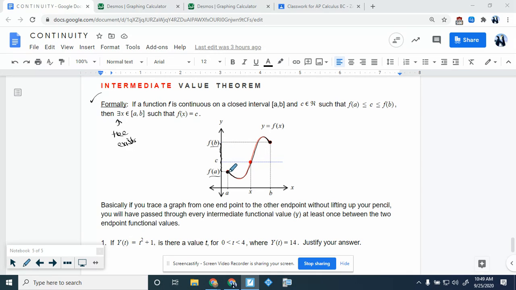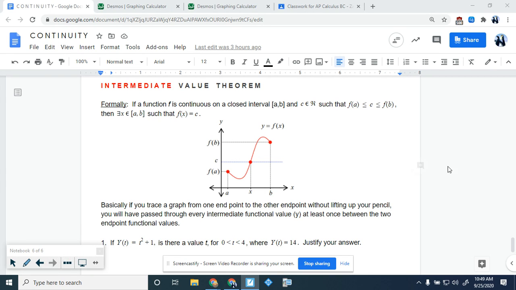That must make sense to you, because if I'm tracing this without lifting up my pen to go from one endpoint to the other endpoint, I'm going to have to pass all these values. So it's the values in between the two y values at the endpoints that are guaranteed. That's what we've got going on. It's not really too earth shattering, to be quite honest, but it's a cool little theorem nonetheless.